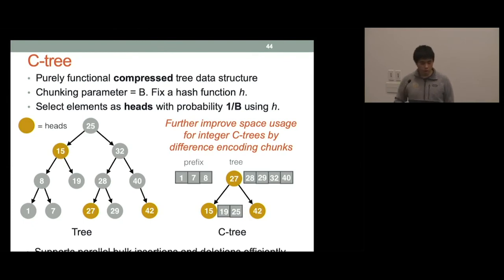So we also show how to support parallel bulk insertions and deletions on the C-tree in pretty much the same bounds as in standard parallel binary trees. I'm not going to talk about the algorithmic details here, but there's a paper on this if you're interested in reading more.